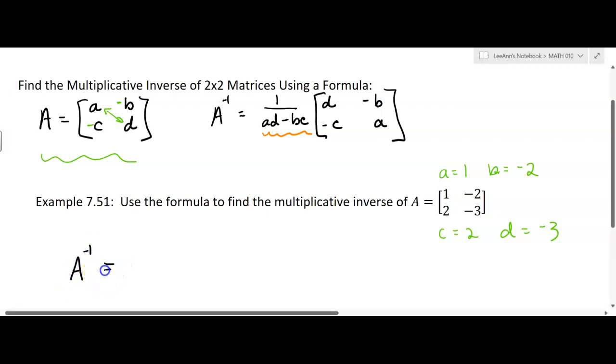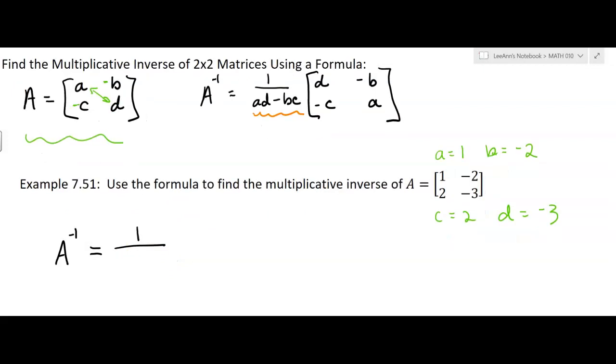Yeah, it's called matrix A. So it's going to be 1 over. Now, what is A? A is 1. Sorry, I had something on my screen.